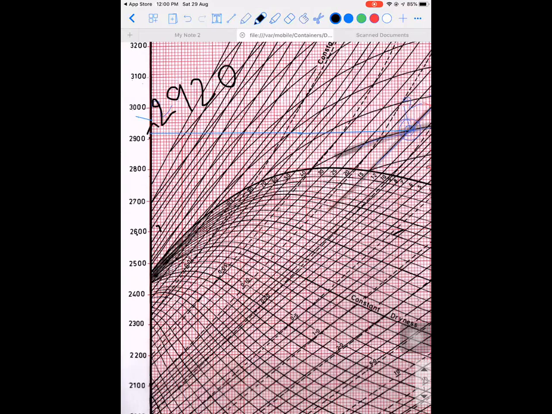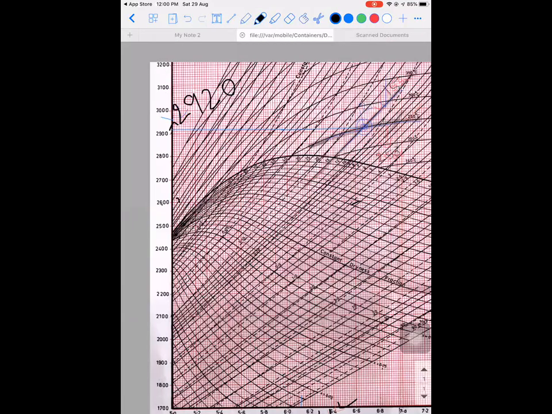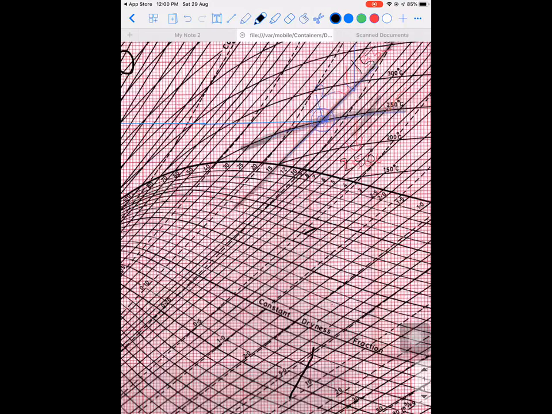So how did you get this value, sir? First of all, this is the line I have considered. This is the 15 bar line. Then this is the line I have considered: 250 degrees centigrade. Their intersection I have taken. That is going to be point 2. Now, with this point 2, I have taken the vertical and horizontal lines.